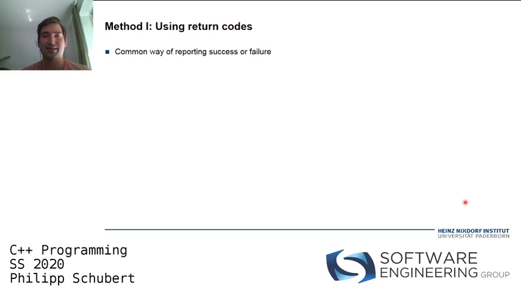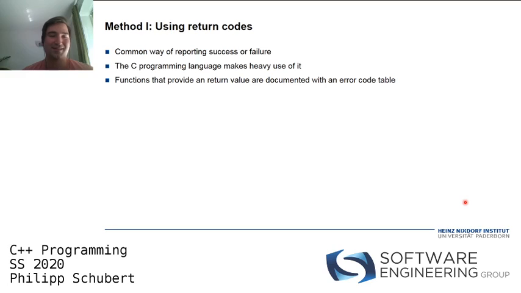So again, let's now come back to using return codes. Return codes are a common way of reporting success or failure of a function. The C programming language really makes heavy use of that because it has no other concept that one might use. That also means that each function that provides such a return value to indicate an error state is documented with an error code table. Then you can check the return value and look up in the error table what that error means.